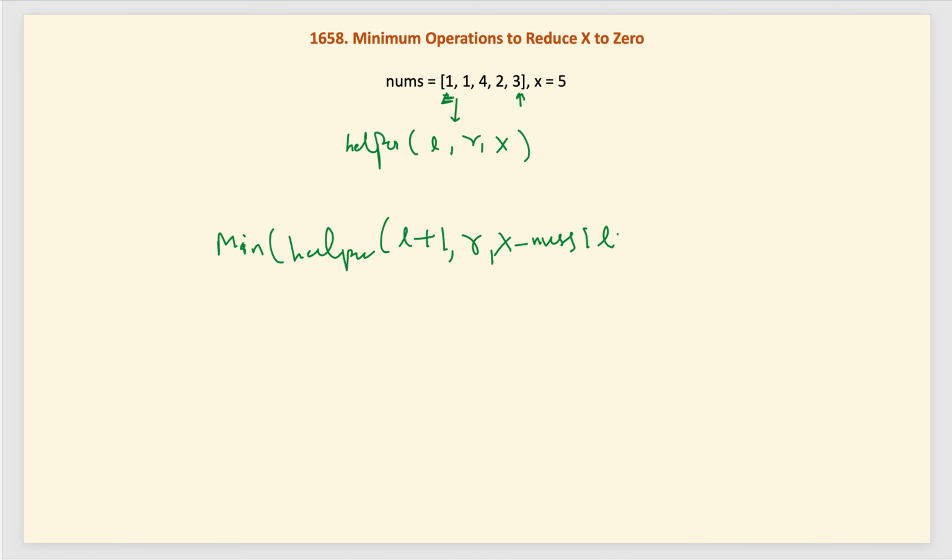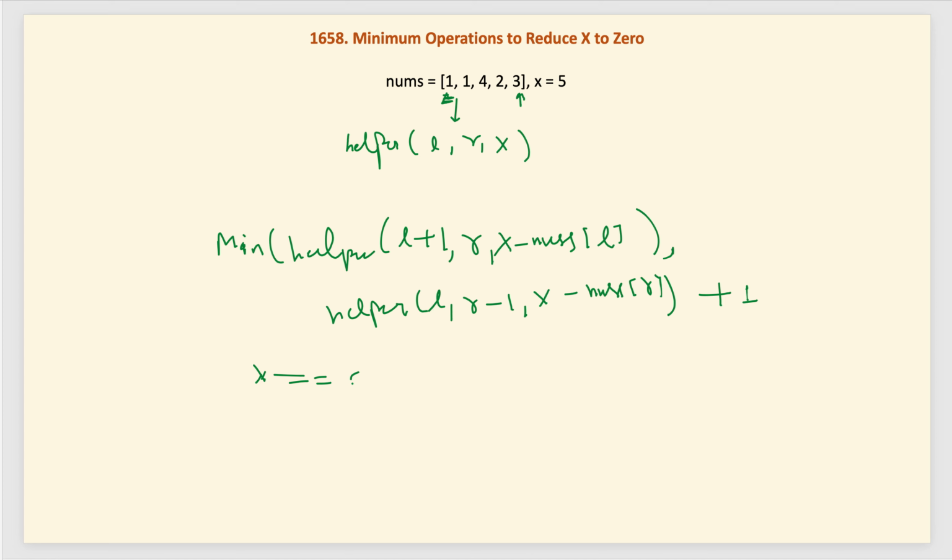L. This is one choice, choosing the leftmost element, and the second is choosing the rightmost element. So helper, keep L as it is and subtract R by 1, go to the left side, and subtract the value of the element present at nums of R. This is the recursive call we can write for solving this problem, and we add plus 1 for choosing the one element. So this is our recurrence relation.